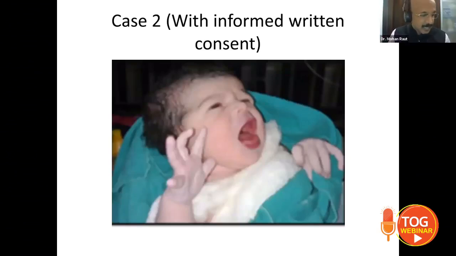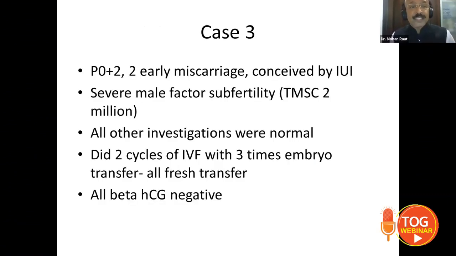With paucity of time, I think we'll just go ahead with the next case. This is again a case with 2 early miscarriages, conceived by IUI, severe male factor, all investigations normal. Did 2 cycles of IVF, 3 embryo transfers or fresh transfers, all beta HCG negative. So, Dr. Sujay.